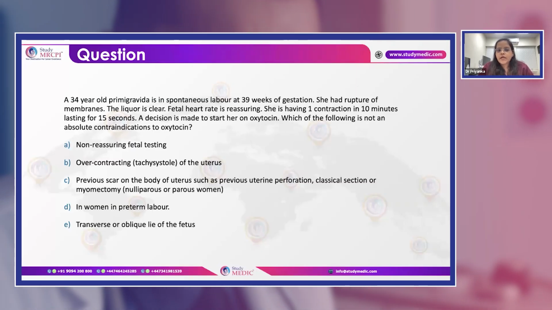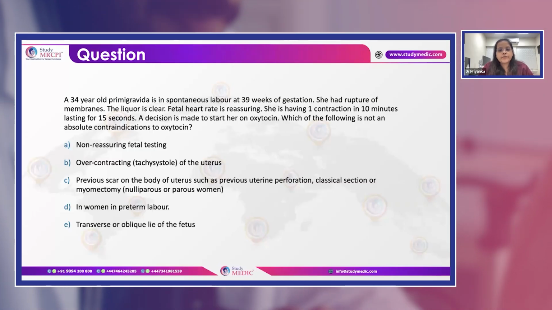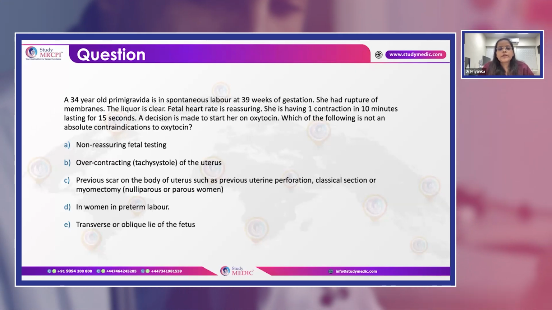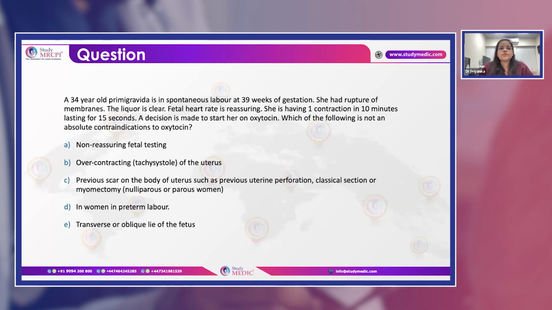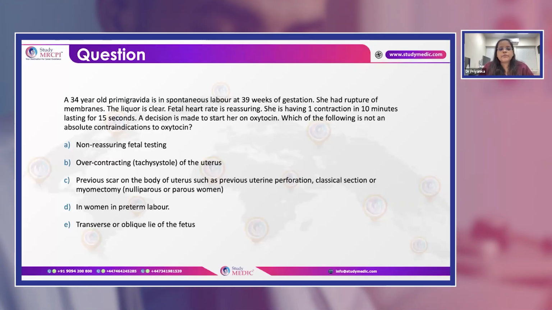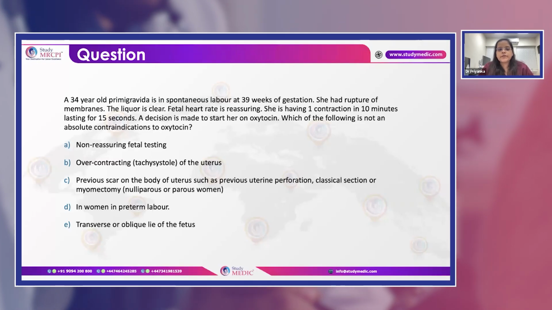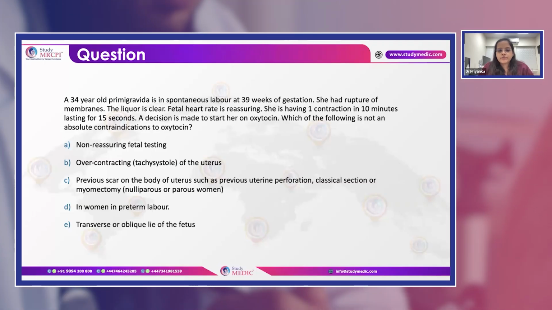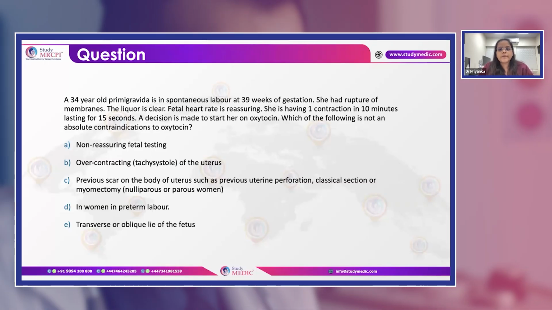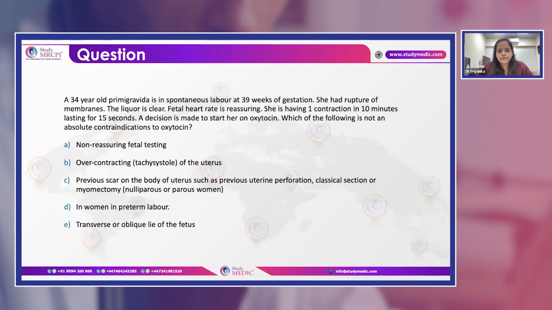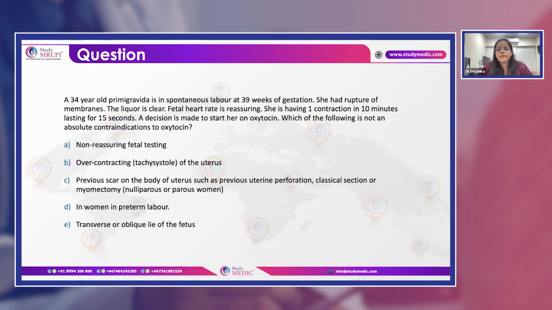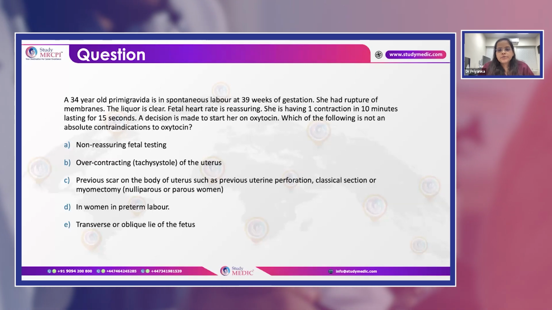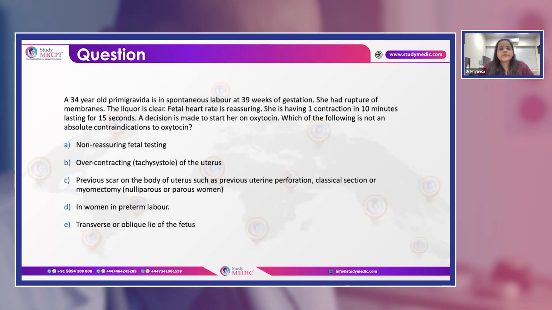Then option C is a previous scar on the body of uterus or a previous uterine perforation, classical section or a myomectomy. So these are the women who are at high risk of having uterine rupture. So in these patients, the correct delivery mode is to have an elective cesarean section. And those who are having transverse or oblique lie of the fetus, in them also the best method to deliver is an elective cesarean, because there is increased risk of cord prolapse also in these patients.